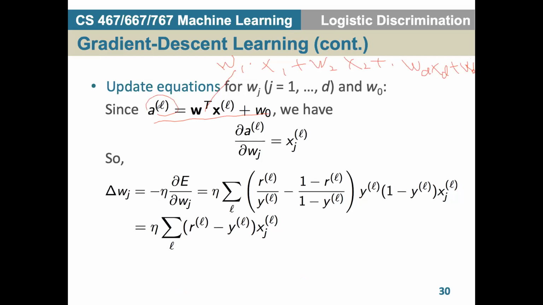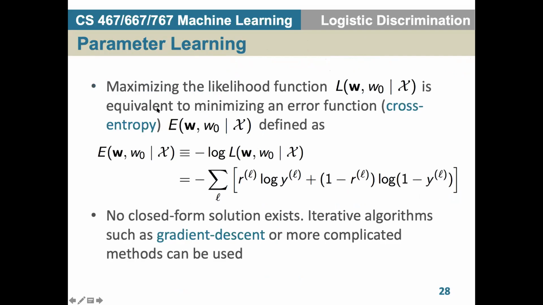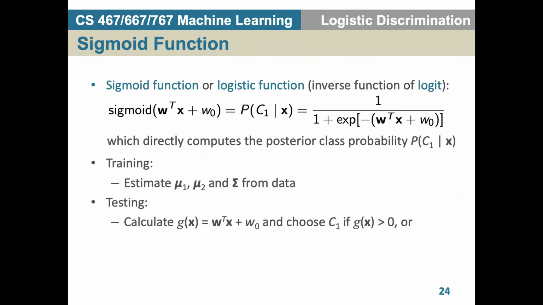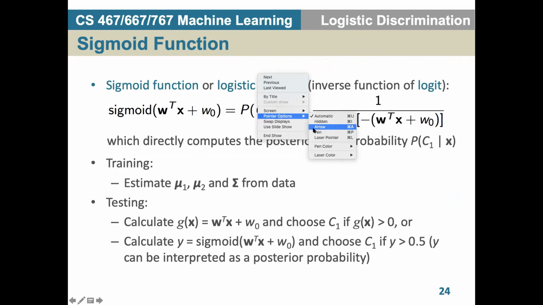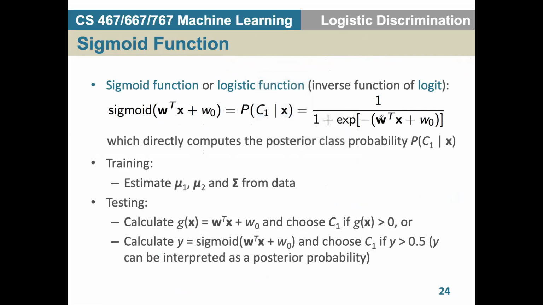Put simply, let's go back to here. Because we want to use the chain rule to simplify the derivation, we say this term is A, and this term is Y. Do I answer your question?